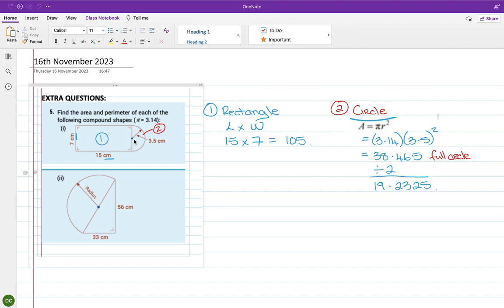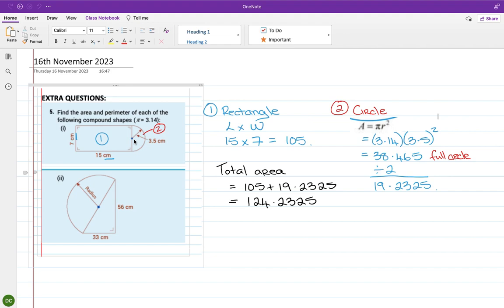So the total area is 105 plus 19.2325, which is 124.2325. That is the total area.